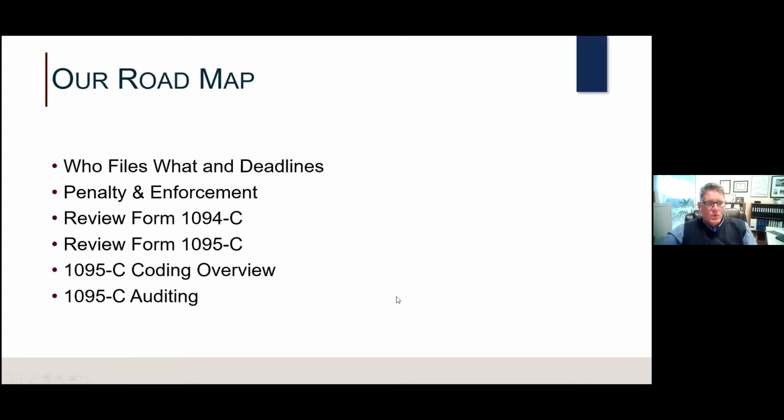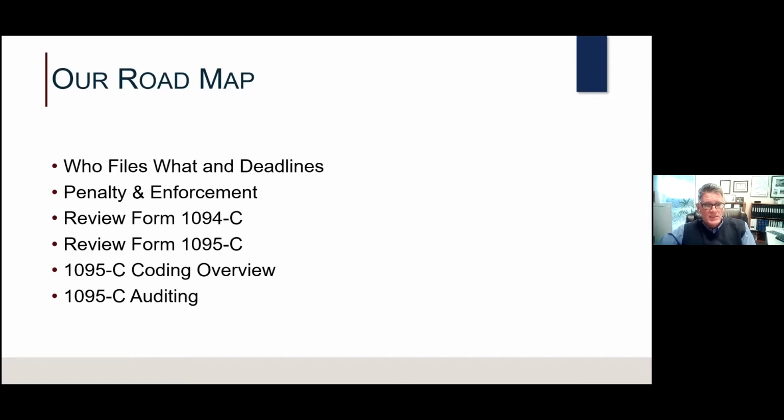So this is our roadmap for today. We'll talk briefly about who files what and what the current deadlines are. I don't have a legislative update this year like I have in years past, because there's no current ACA lawsuits going on, but I am going to talk about some very significant changes to penalties and IRS enforcement.